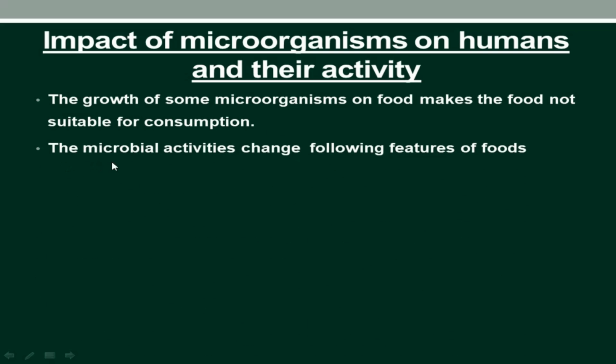Next point: the microbial activities change the following features of food. What are the features that change in the food due to microbial activities? The first one is color. The color of the food changes due to the activity of the microorganisms in the food. The next one is texture. The texture of the food is also changed due to the activities of the microorganisms.